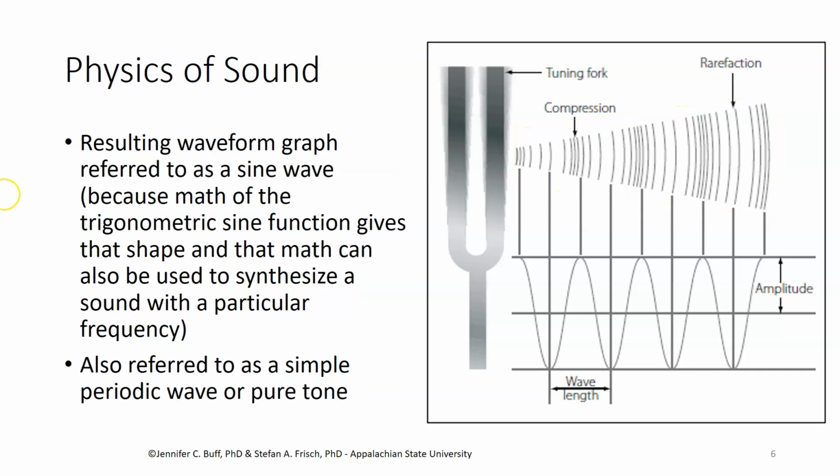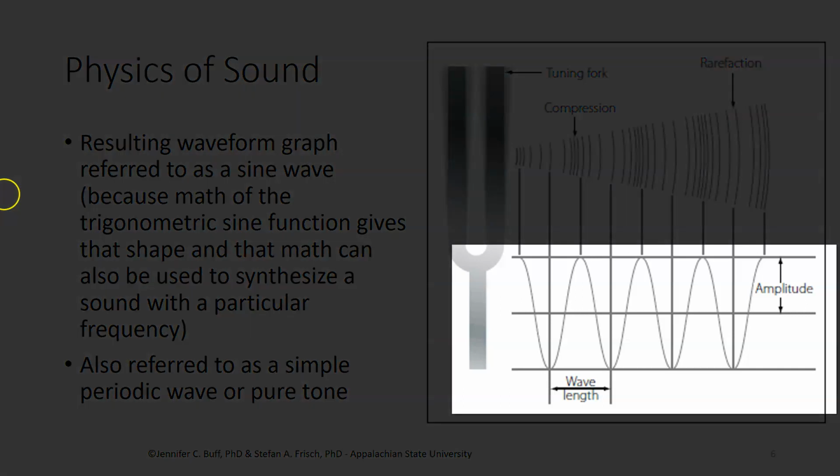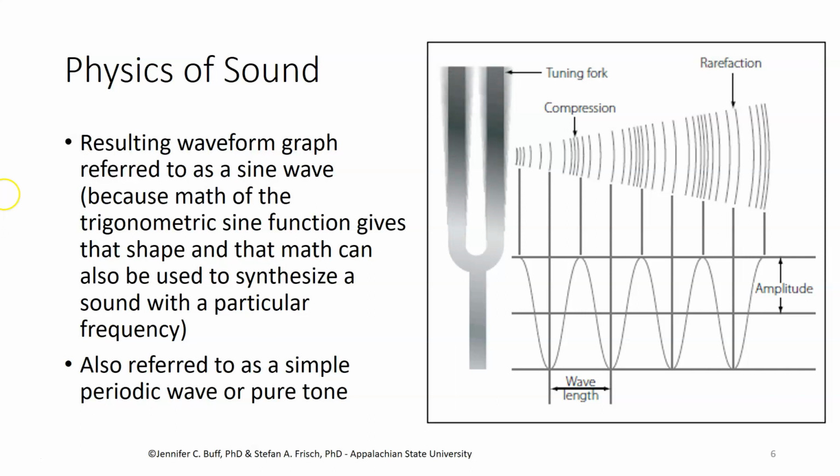The resulting waveform graph that we get, that's on the bottom right in this image, is sometimes also called a sine wave because the mathematics of the trigonometric sine function gives you that shape, and we can use that mathematics to synthesize sounds. That's what we've been doing in our lab examples with the prop program. This kind of wave with one cycle of compression and rarefaction is also referred to as a simple periodic wave or as a pure tone.